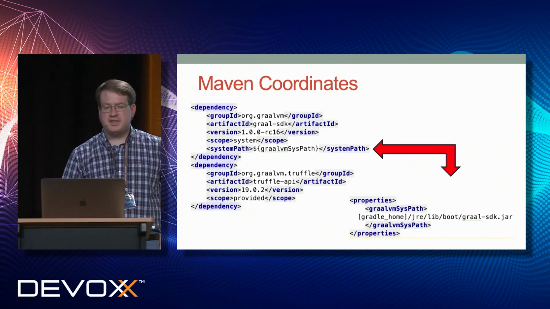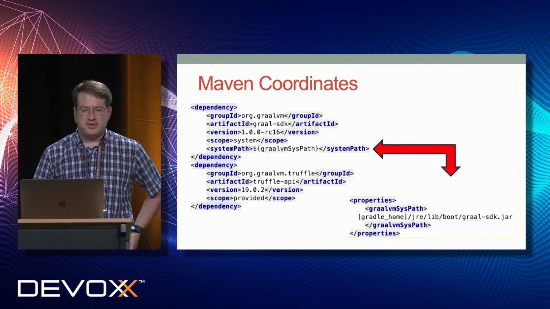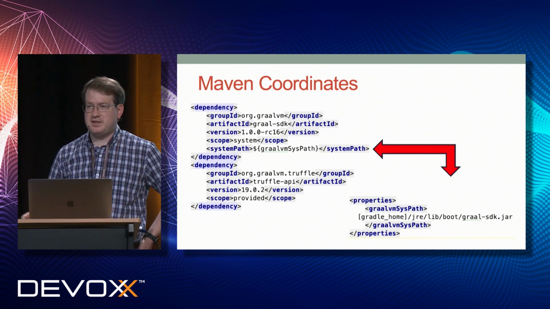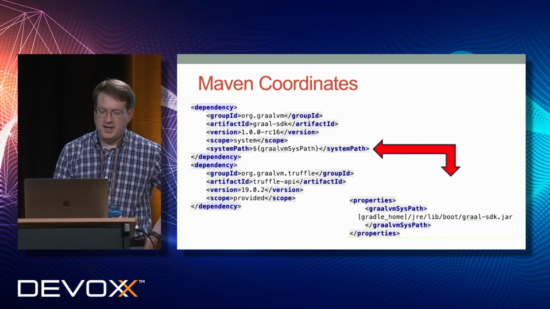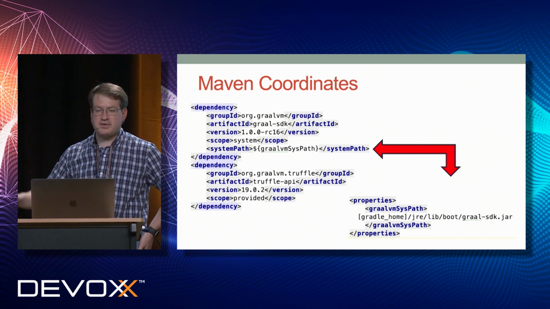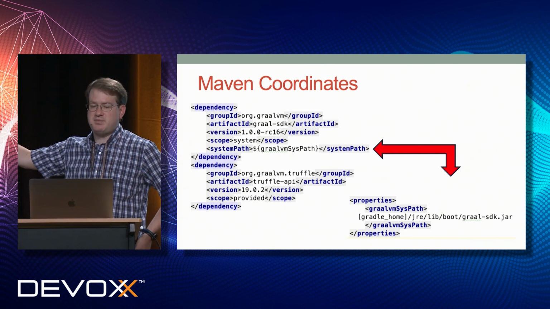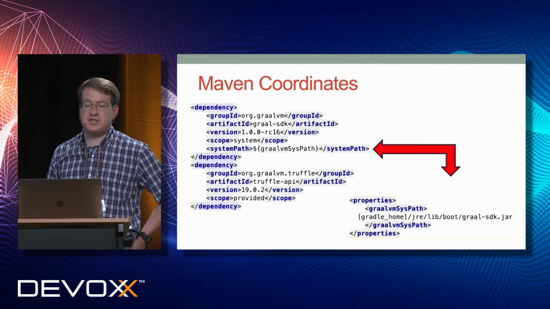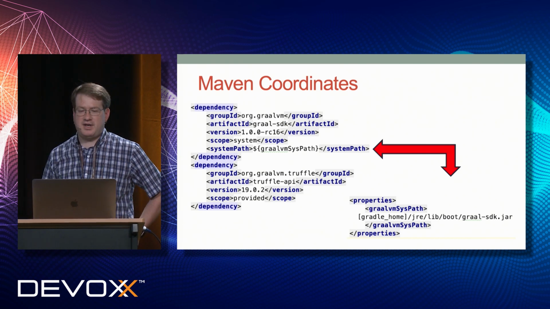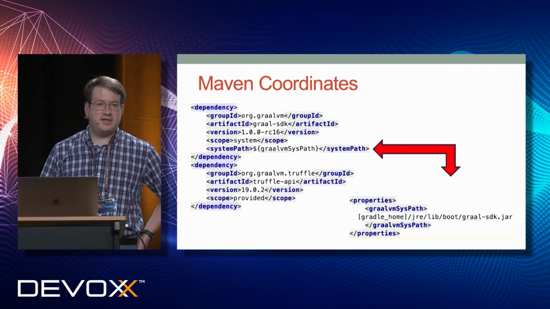And then the Maven coordinates for the GraalVM and also Truffle. You need both of these on the class path in order to use it. And a note with the dependency for GraalVM, it actually references a system path, so that's something that's going to be specific to your machine, which specifies where it can find the Graal SDK jar that it's going to need.